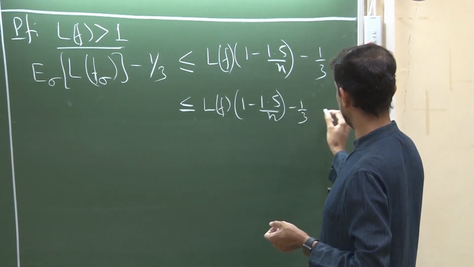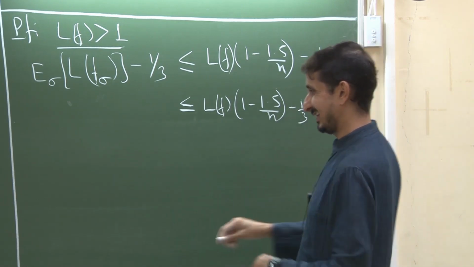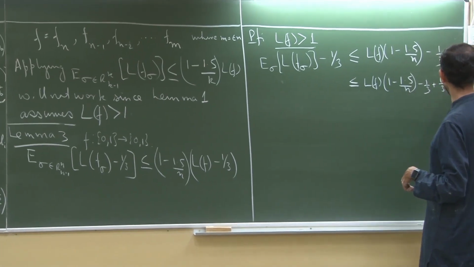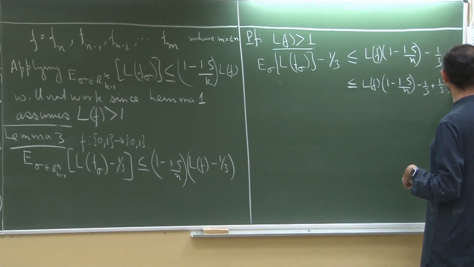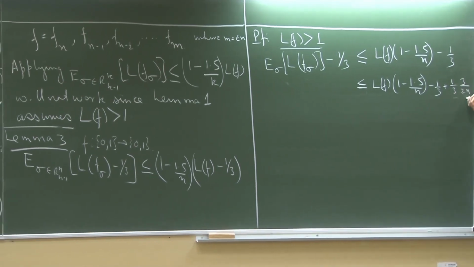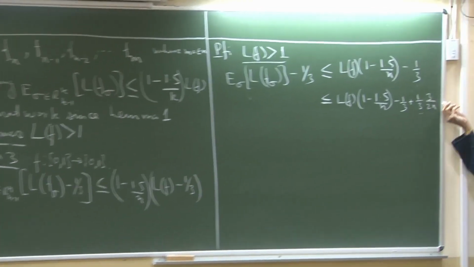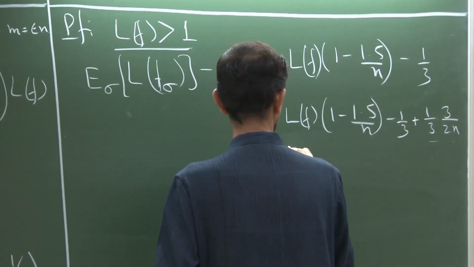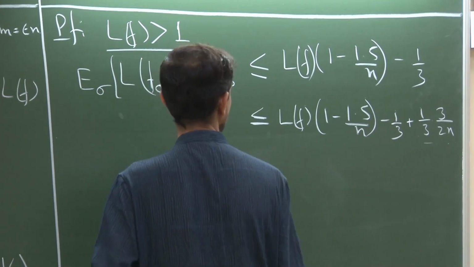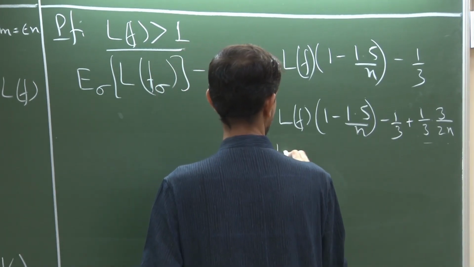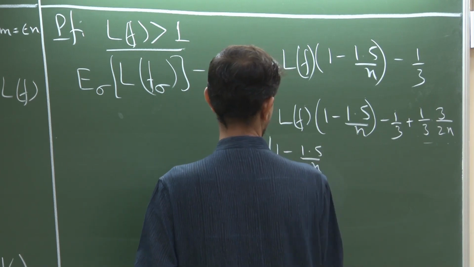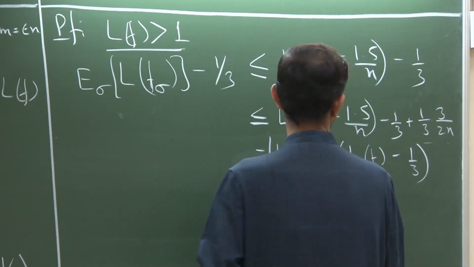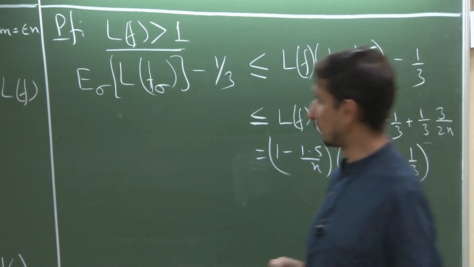So, I have a minus 1/3 and I will introduce a, so this times this. So, this is 3 by 2 of n. So, plus 1/3 dot 3 by 2n. So, observe that this is a positive quantity, right. So, n is positive. So, this entire quantity is positive. So, this is greater than or equal to this, but doing this will give me that this is equal to L of f minus 1/3. Okay. Just a small modification.